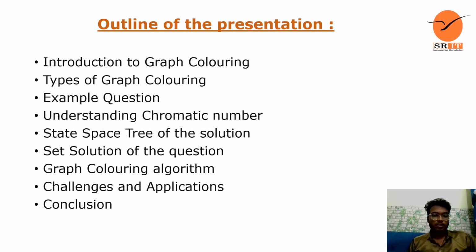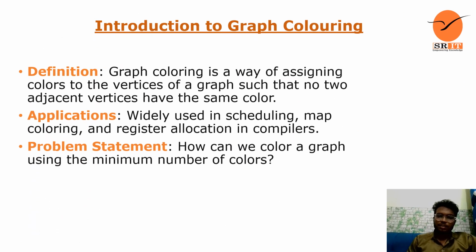Go through the outline of the presentation. First we'll learn the introduction to graph coloring, then the types of graph coloring, and an example question. We'll try to solve an example. We'll understand what a chromatic number is, what the state space tree is and how to determine the solution from that state space tree, the algorithm of graph coloring, what the challenges and applications are, and finally the conclusion.